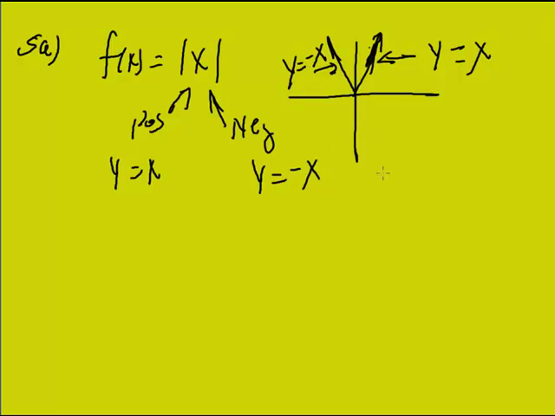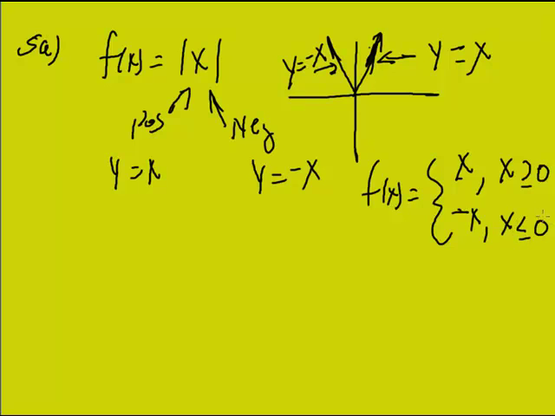So it's really a piecewise function. If you were to write this as a piecewise function, you're going to have y is equal to x when x is greater than or equal to 0, and y is equal to negative x when x is less than or equal to 0.